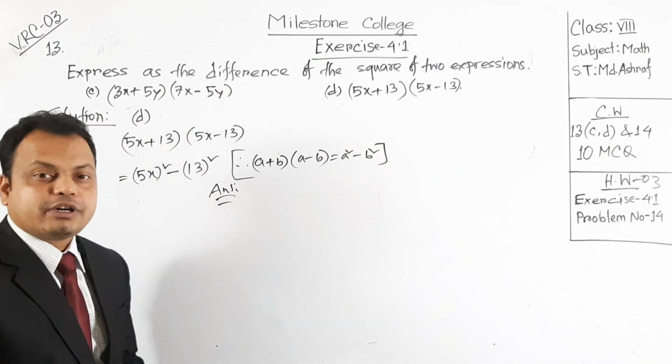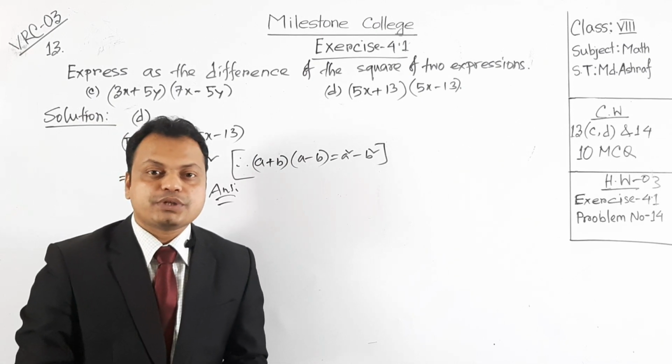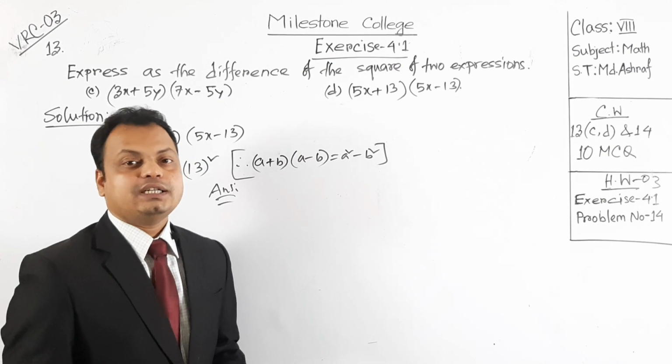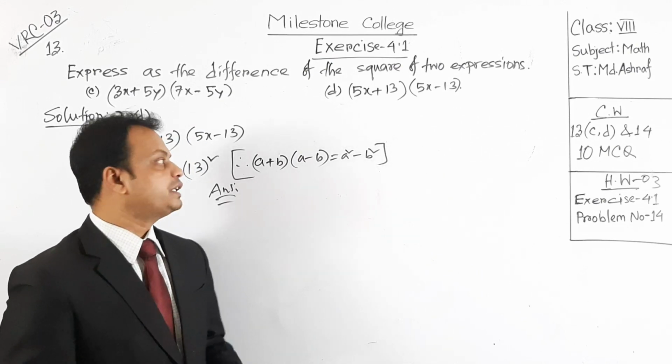Okay, my dear students. So what you have learned, how can we express as the difference of two squares? We can express in two different ways. One is by applying corollary, and another one is by applying formula 3. Okay.